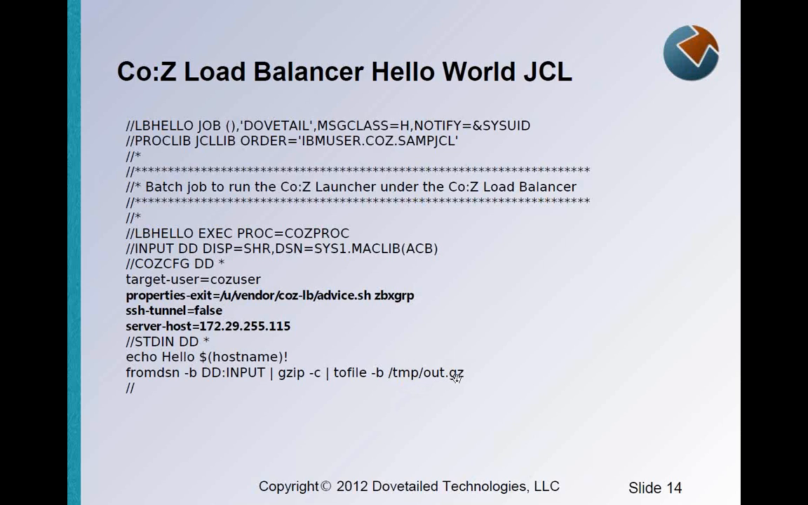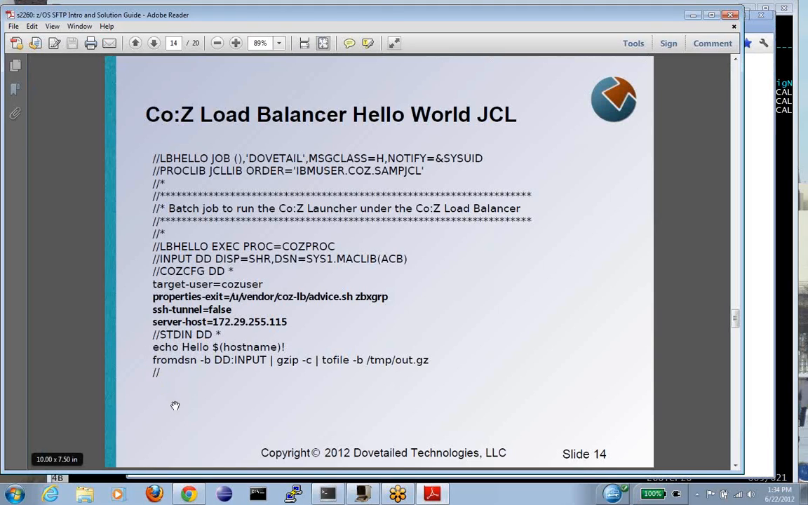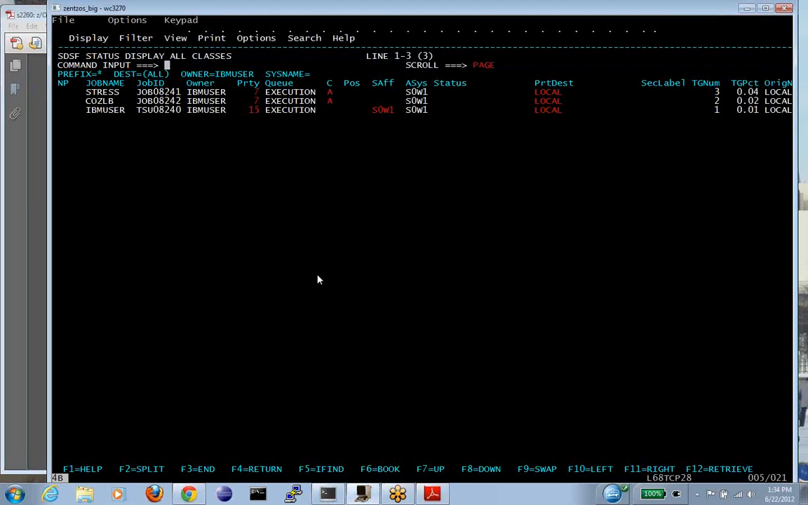Well, it's on z/OS. Even though this program itself is running on the remote system, by using these dataset pipe utilities, we're actually reading data from z/OS, from sys1.maclib, running it through a utility gzip, which is running on the remote system, and then writing the compressed data back to z/OS using this toFile command. So let's go ahead and take a look at that. We'll actually invoke this program and see how it runs.